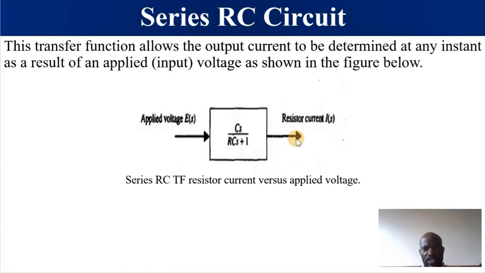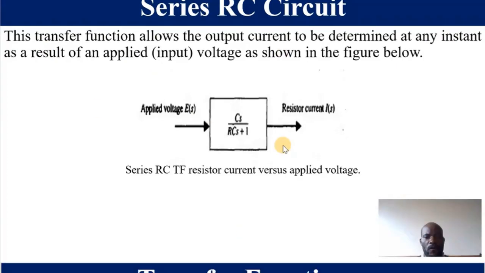We are rounding up using the black box or the block diagram. This is our applied voltage E of S. This is the current flowing through the resistor I of S, and the relationship between the two is represented by this transfer function, C S divided by 1 plus R times C S. It allows the output current, which is I of S, to be determined at any instant as a result of the applied voltage, as shown in this figure.